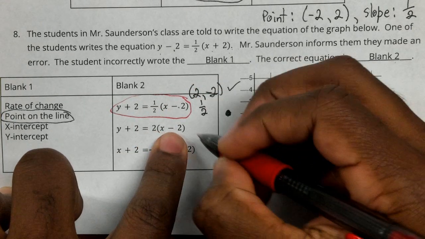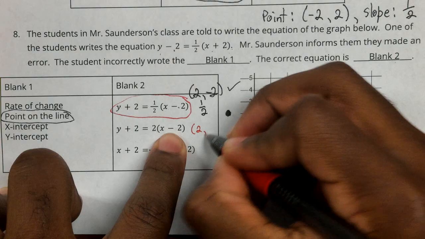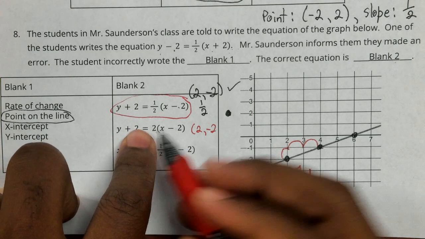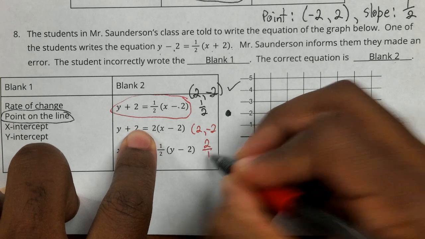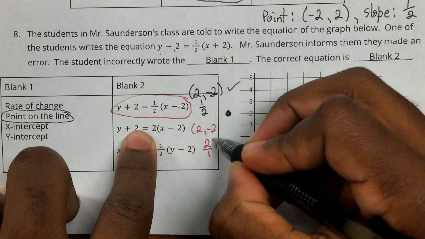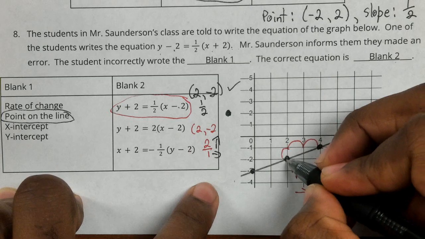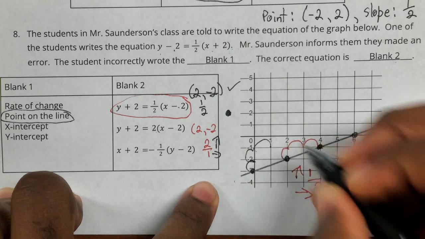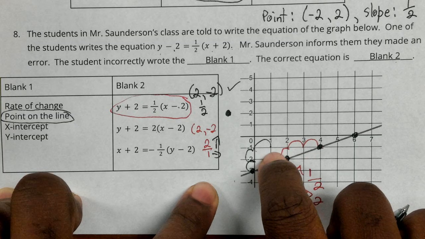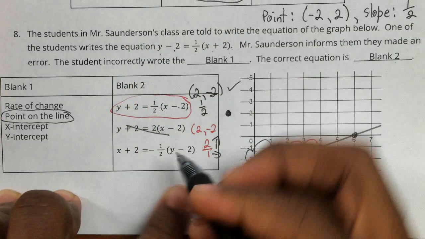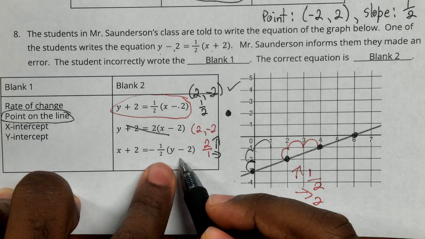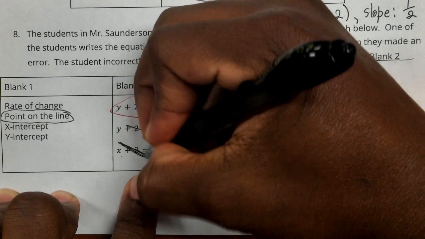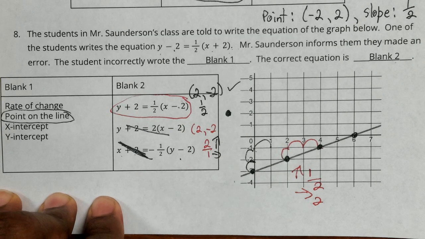This one will be wrong because we do have the point as 2, -2. That's on the line, but the slope is 2. That would be 2/1, which would mean going up 2, right once. If I went from here and went up 2, right once, I should be here. My line is not on that area right there. So this is wrong, and this is wrong because it does not look like the general form, y minus y1. Here we have an x. So this is wrong also. All right, so again, just like that.